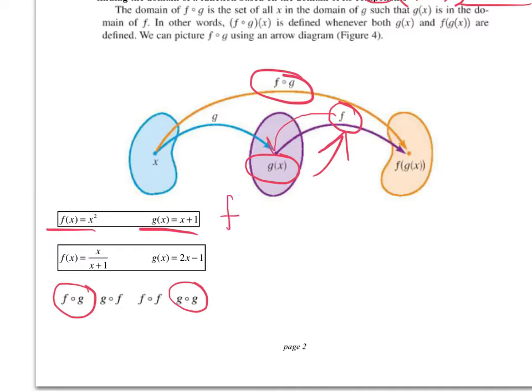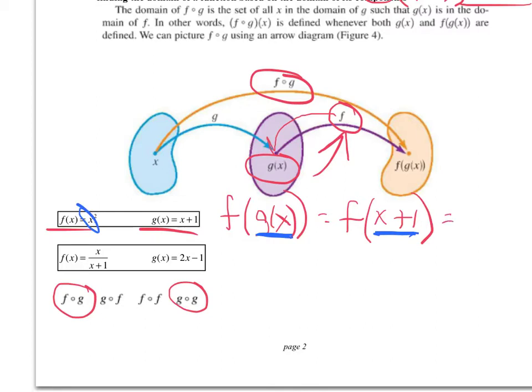F of g of x means that you're going to first substitute g of x right here, and so that's going to give us f of g of x is x plus 1. And now that means you're going to substitute x plus 1 into the function f wherever you see the variable x, and there I see it only in one spot. So I have to take x plus 1, which is this value, and what does f do? It squares. So I get x plus 1 squared.